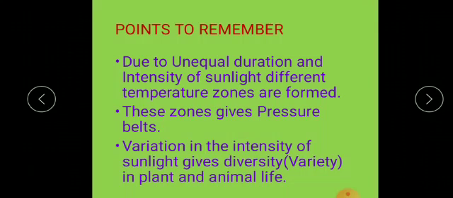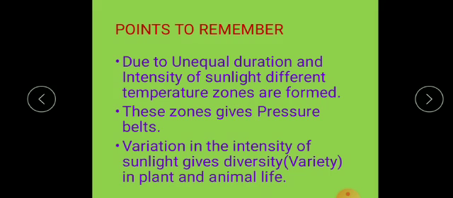Now, because of this unequal distribution of sun rays on different important parallels and on Earth's surface, what happens, children? Unequal duration and intensity. Intensity means how much is the heat, how much less or more heat. That is the intensity of sunlight. Different temperature zones are formed, children.